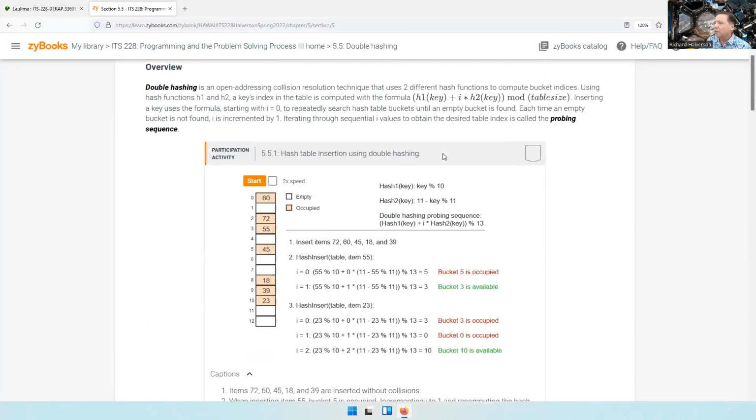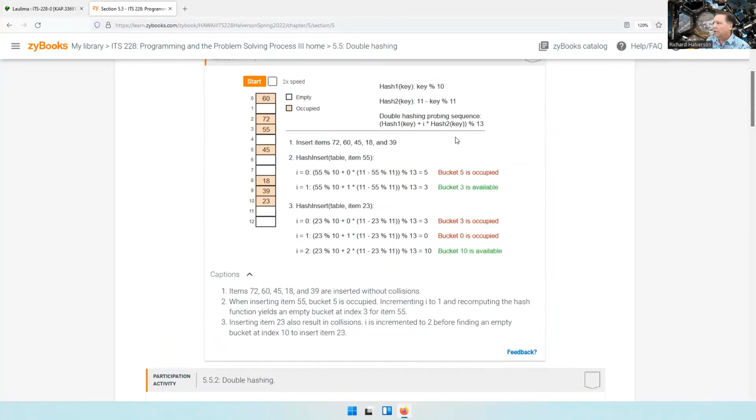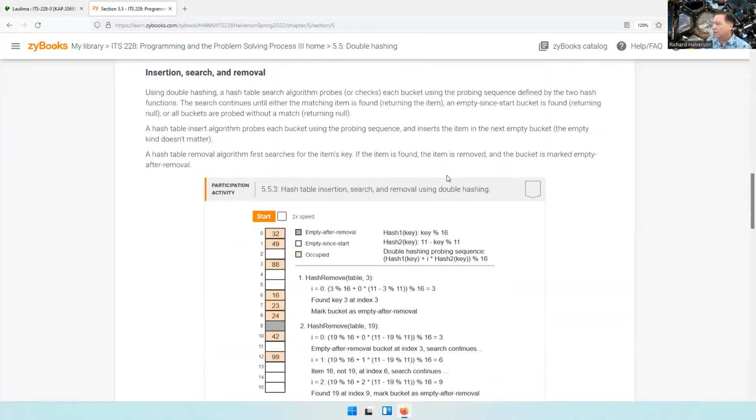All right, double hashing just has 2 hash functions. You have your key, and this is your first hash function, and then you have this second hash function, which you multiply by the I and mod the table size, and that's how you probe. So that's just another way.